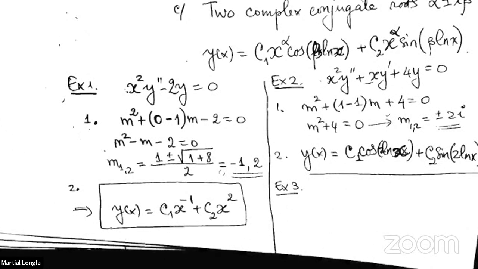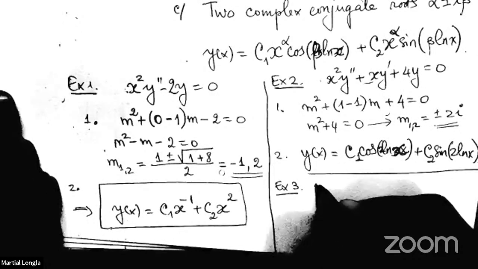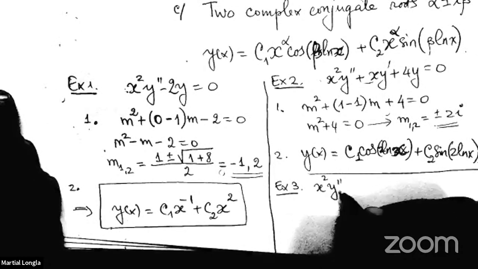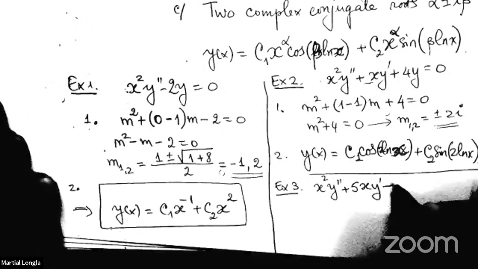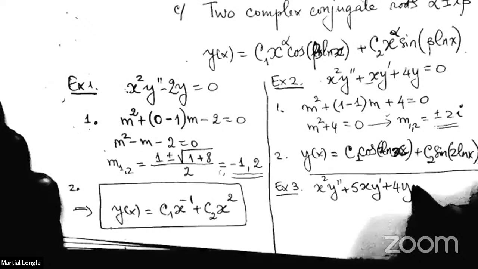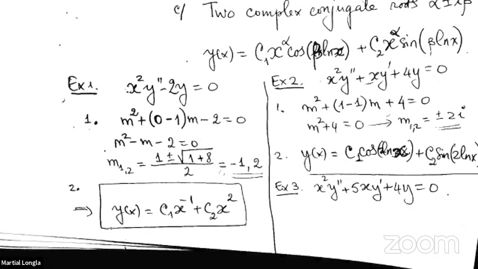Now I'll let you guys do this example 3. x squared y double prime plus 5xy prime plus 4y equals 0. It'll take 5 minutes to think about that.